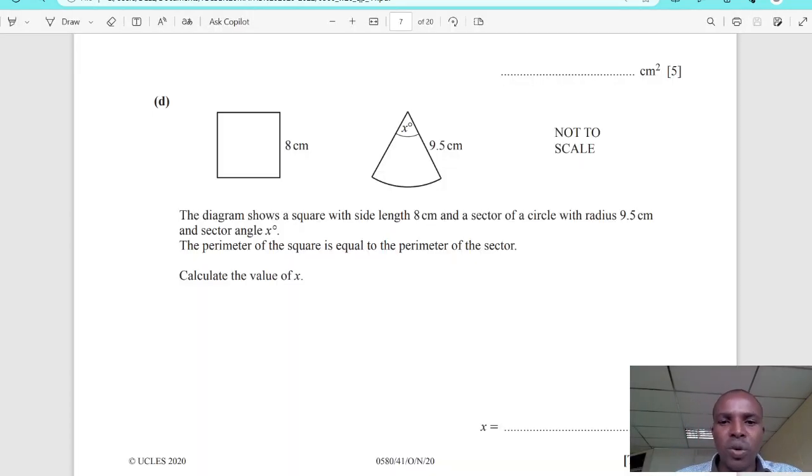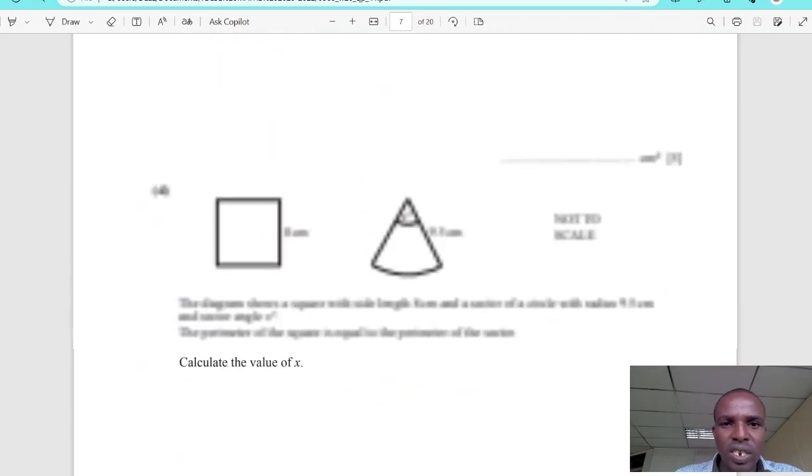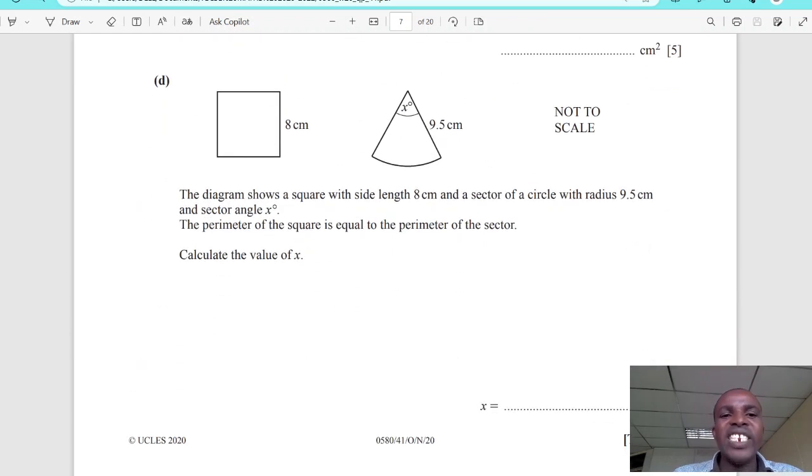Do we have another more interesting question? This one says the diagram shows a square with side length 8 centimeters and a sector of a circle with radius 9.5 centimeters and sector angle x degrees. The perimeter of the square is equal to the perimeter of the sector. The square sides are 8, and the radius is 9.5.